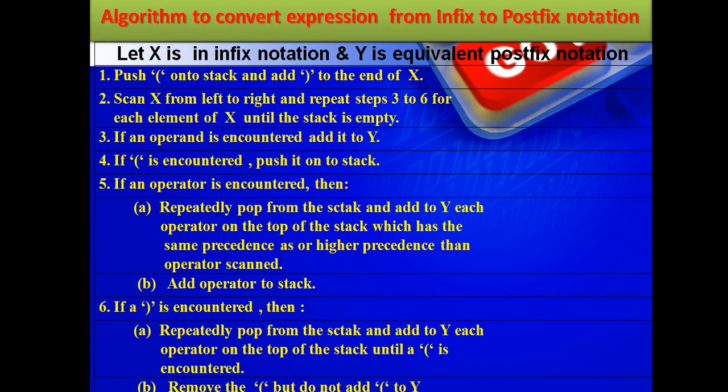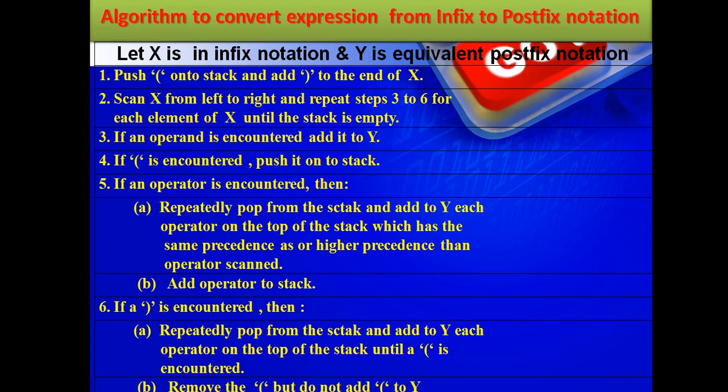Okay, before going to an example, let me tell you once again. Start at the beginning: push one left parenthesis onto the empty stack. Therefore, add one right parenthesis to the given expression X. Next, start scanning X from left to right. Meanwhile, repeat steps 3 to 6 as long as all elements of the expression X are scanned, each element of X, until the stack is empty. Initially it was empty, and at the end of the algorithm also it becomes empty.